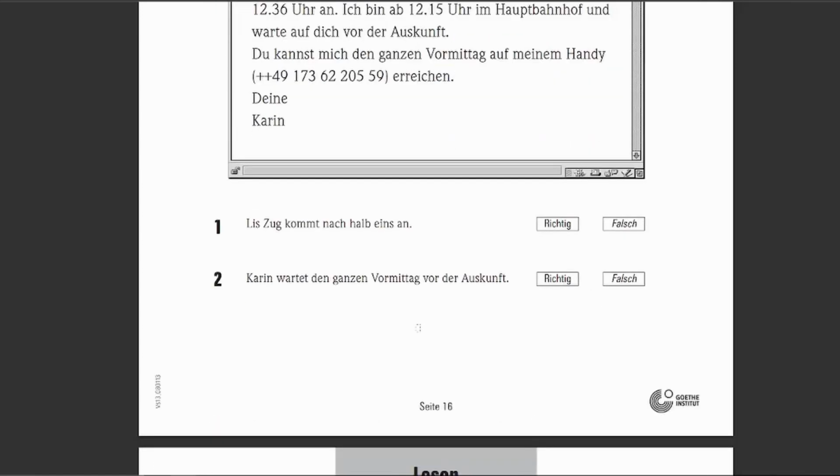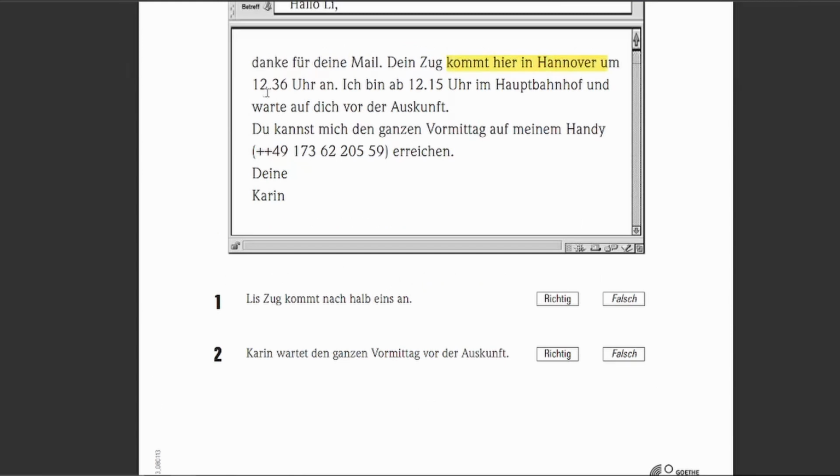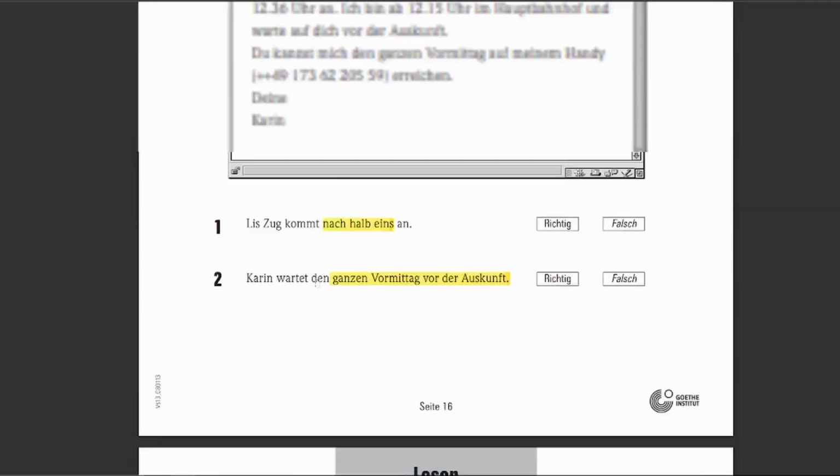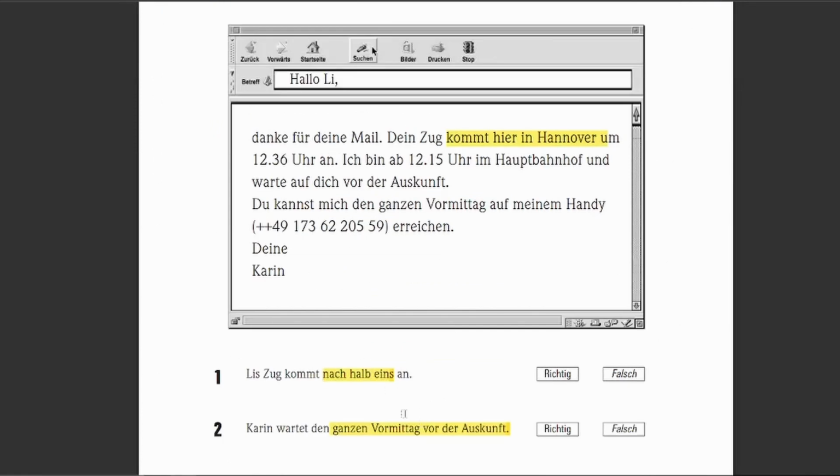So first of all you have to read the question so that you could understand which ones you have to give more interest. Liz Zug kommt nach 12:30 an. So you have to find out at what time the train is going to come. Karin wartet den ganzen Vormittags vor der Auskunft. So the question is, is Karin going to wait the whole first half of the day? So we have to find out when Karin is going to come and wait. So now we have to go and highlight these 2 answers, right?